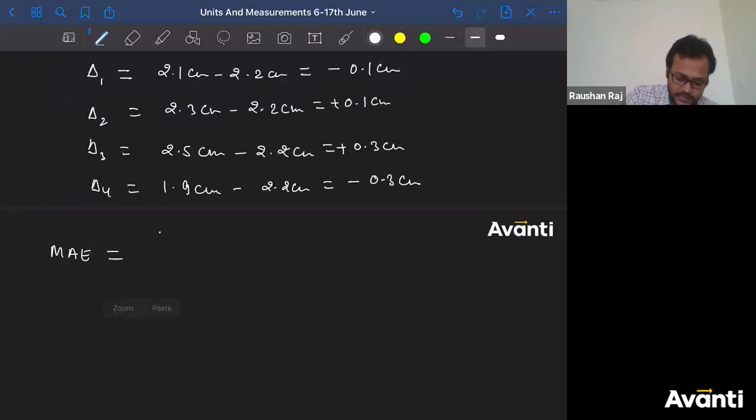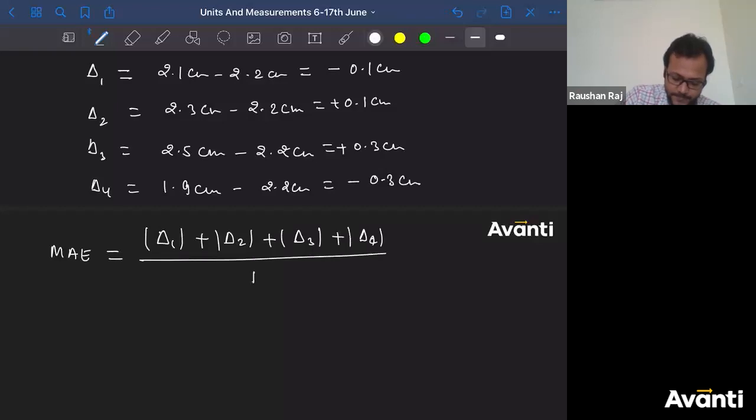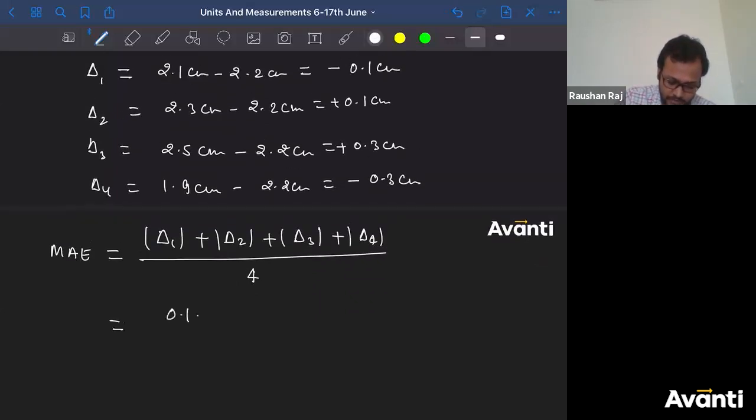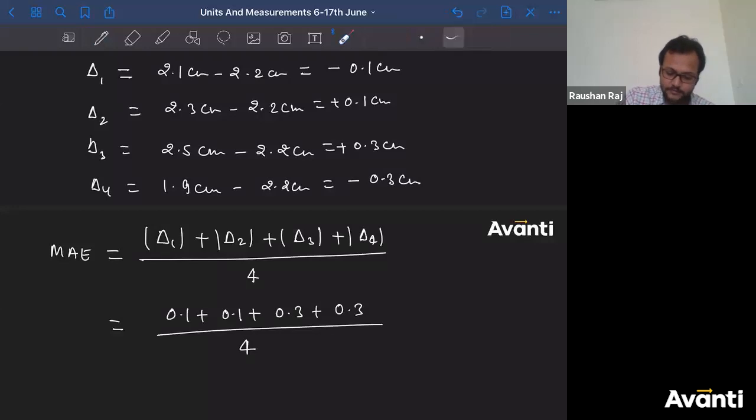So modulus of delta 1 plus modulus of delta 2 plus modulus of delta 3 plus modulus of delta 4, divided by 4. Very good, so add them all. 0.1 plus 0.1 plus 0.3 plus 0.3 divided by 4. That is 0.8 by 4, which is 0.2. It will have the unit of centimeter.